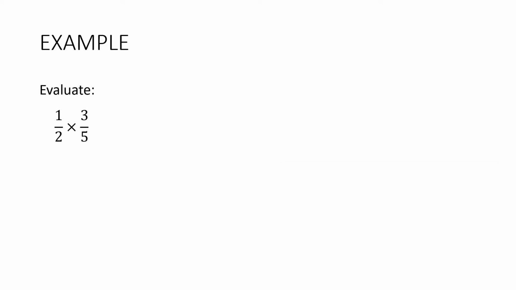Here's some examples. Evaluate a half times 3/5. All right, we could do a half of 3/5 and do it in our heads. Let's use the method instead. 1 times 3 is 3, 2 times 5 is 10. Easy peasy, there's our answer, 3/10.